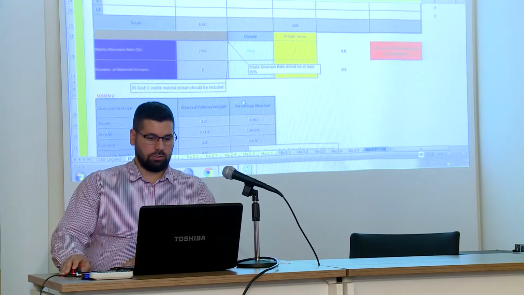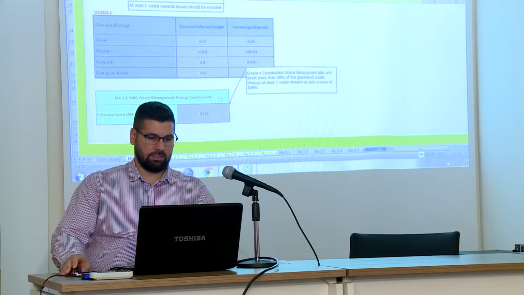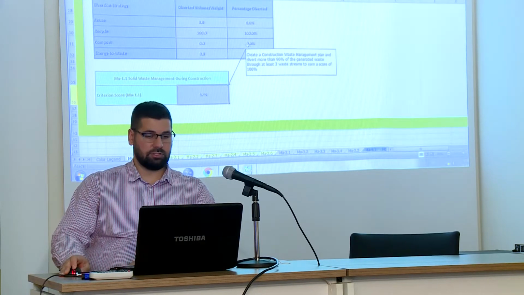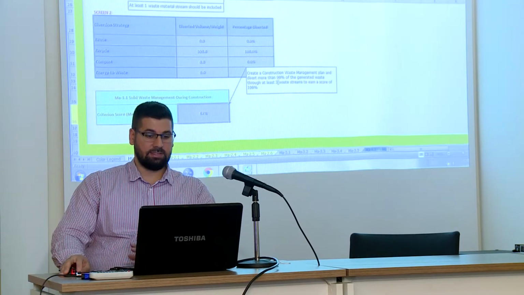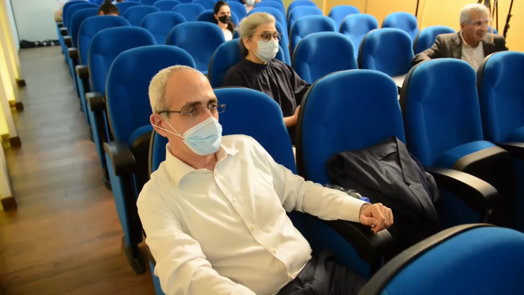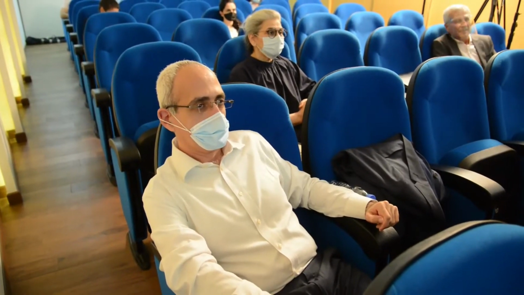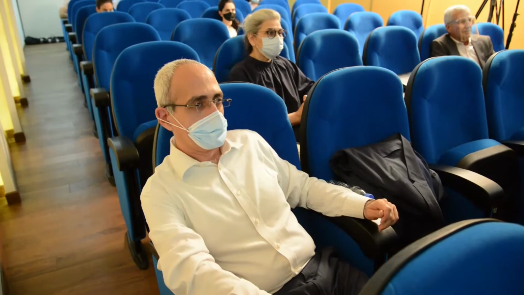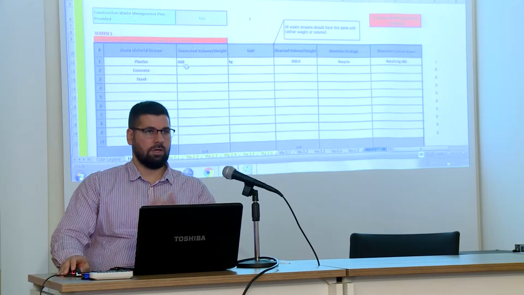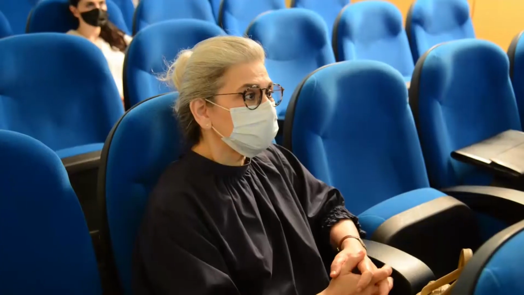So in order to earn the 100% score for this criterion, we have to divert at least 90% of the generated waste, and it has to be divided into at least three waste streams. So if we fill all of these here, we will obtain a score of 100% at the end. Okay? So similar to yesterday, if you have any question, you can raise your hand.